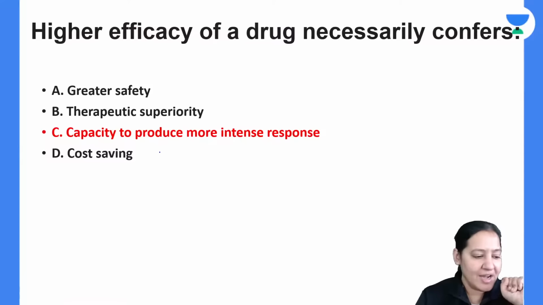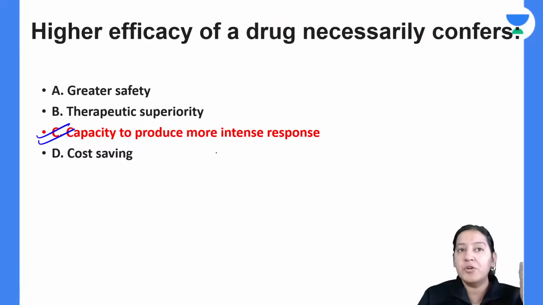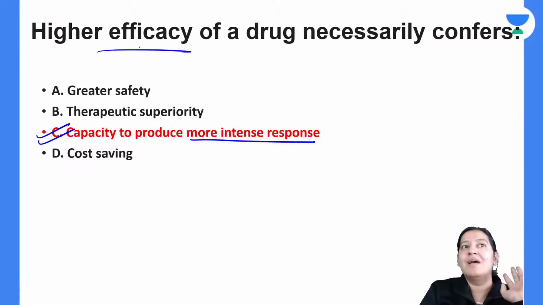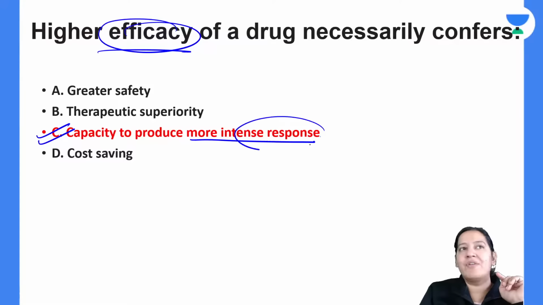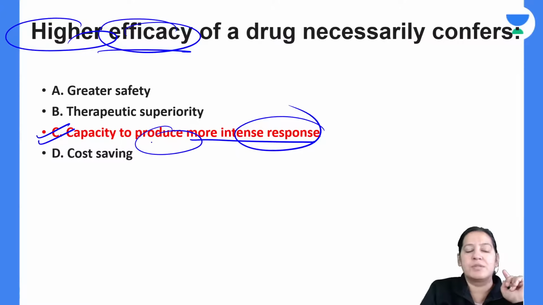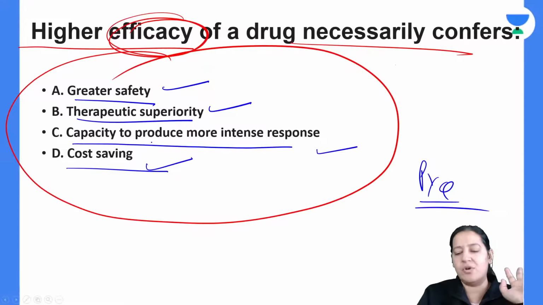Yes. So Rishinika, Imra, Kuldeep, you all are right. The correct answer here is capacity to produce more intense response. The response produced by the drug is the efficacy, right? So higher efficacy means intense response.